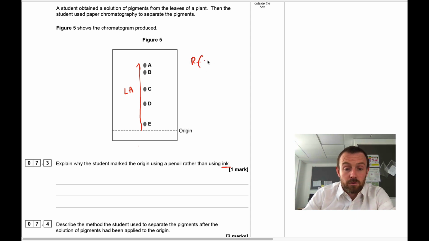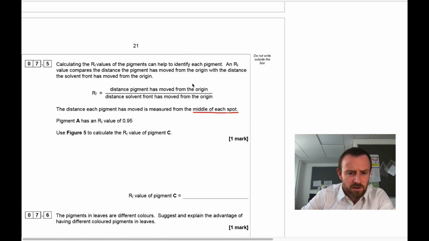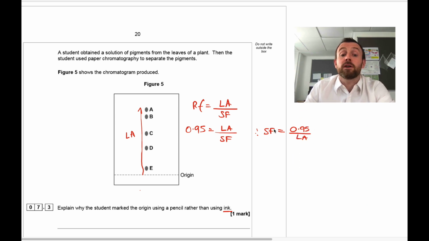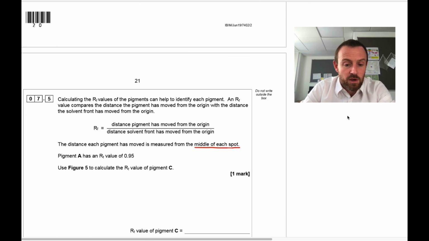So the RF value is going to be equal to the length of A over the solvent front. Now we know that A has an RF value of 0.95, which is equal to length A, which you've now measured, divided by the solvent front. So then you can rearrange to get the solvent front equal to length A divided by 0.95. That will give you some value for the solvent front, let's say 6 centimeters. And then you can use that value to work out the RF value for pigment C.